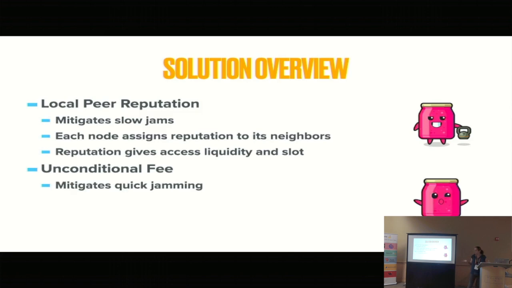And when we're thinking about unconditional fees, again, this is aimed to stop this quick jamming. These things that we can't exactly pinpoint as an attack.